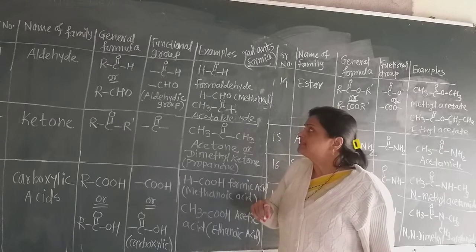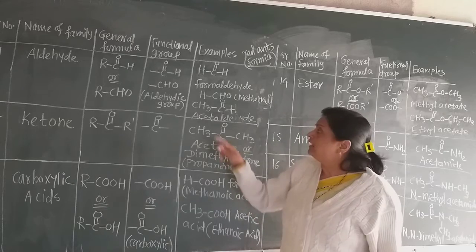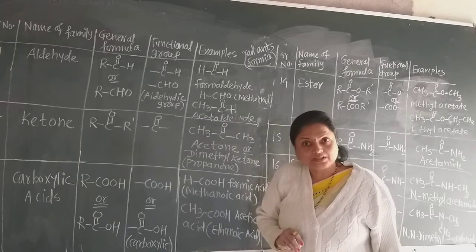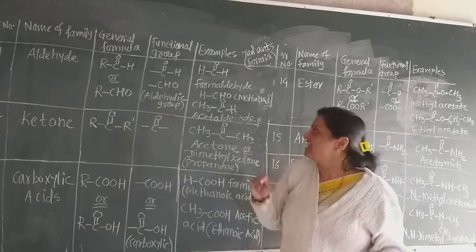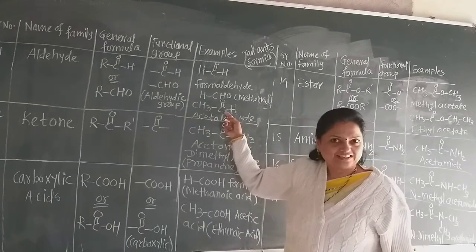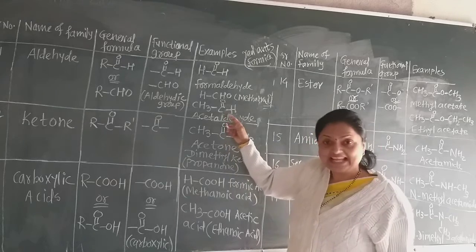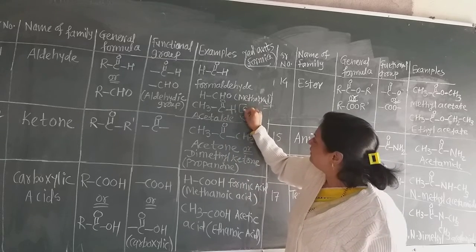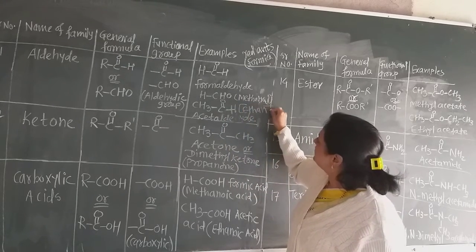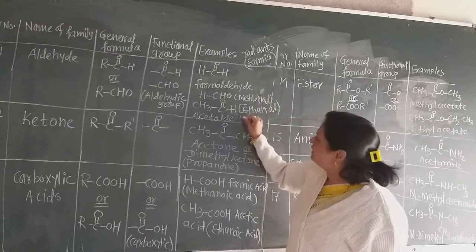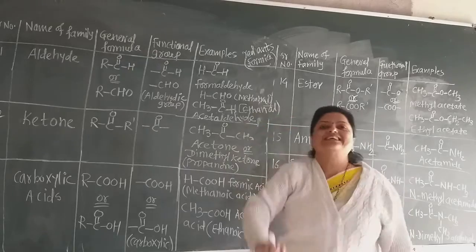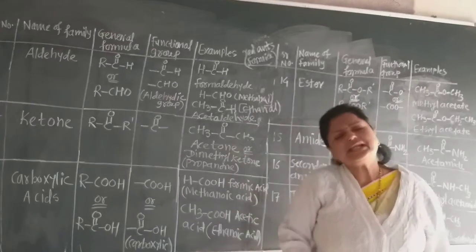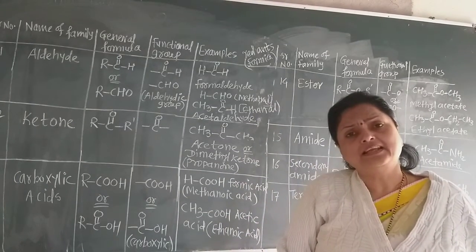Now this one, here two carbon atoms are there. So what will be its IUPAC name? Ethanal. Because the alkane is ethane, and from that the IUPAC name is ethanal. But commonly it is always called acetaldehyde, CH3CHO. Why is it commonly called acetaldehyde?